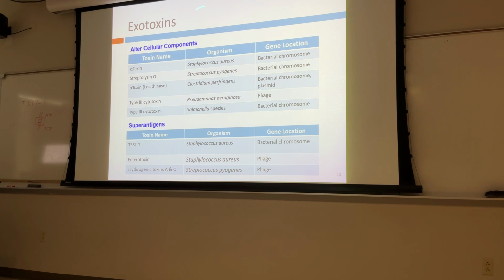Don't memorize these. This is just to show you where some of the toxins are. These are some examples of toxins that alter cellular components. We'll talk about some of these and where you find the gene for the toxin. You see those first 3 are on the bacterial chromosome. Don't worry about alpha-toxin yet. You can find that in the plasmid too.